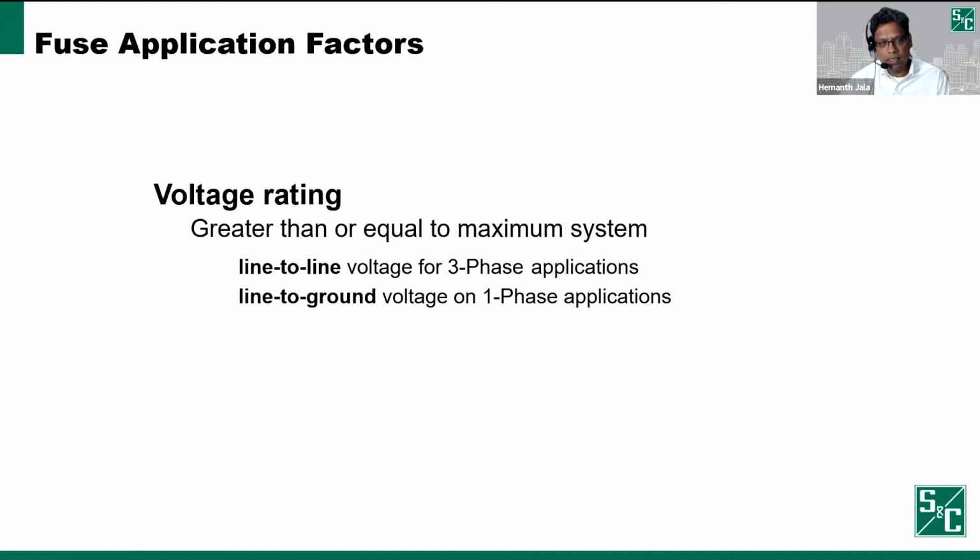Next, we'll take a look at the different fuse application factors when it comes to choosing a fuse, and what you need to consider to pick an appropriate fuse. First and foremost, you want to make sure that the fuse has the appropriate voltage rating. You want to make sure that the rating of the fuse is greater than or equal to the maximum system voltage that you'll apply the fuse to. Line to line for 3-phase applications and line to ground for single-phase applications.